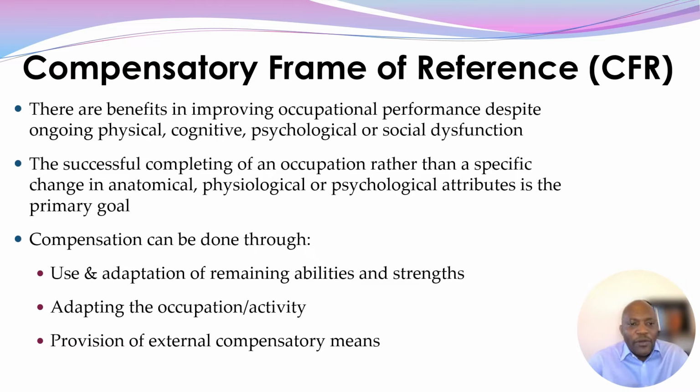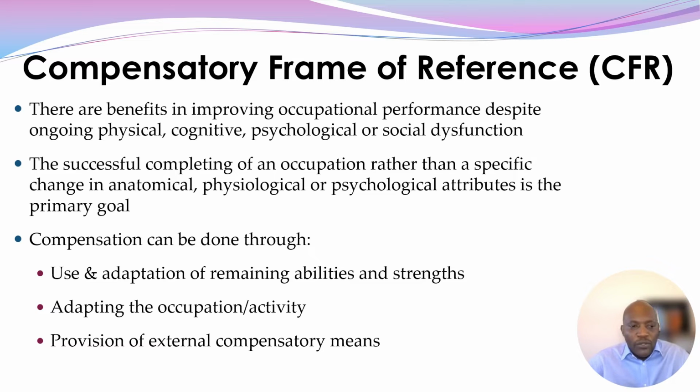The successful completion of an occupation, rather than a specific change in anatomical, physiological, or psychological attributes, is the primary goal. So the main goal when we're using the compensatory frame of reference is actually on successful completion of occupations, whether they are impairments that are temporary or impairments that are permanent.